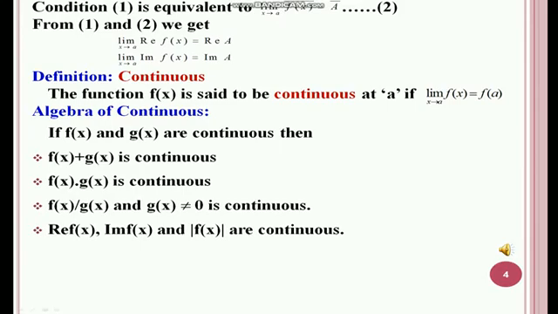Next we see the algebra of continuous functions. If f(x) and g(x) are two continuous functions, then the sum of two continuous functions is continuous, and the product of two continuous functions is continuous. The division, that is f(x) divided by g(x), is continuous only if g(x) is not equal to 0. Suppose g(x) equals 0, the function value will be infinity, so the value of g(x) must be not equal to 0. The real part of f(x), the imaginary part of f(x), and the absolute value of f(x) are all continuous.